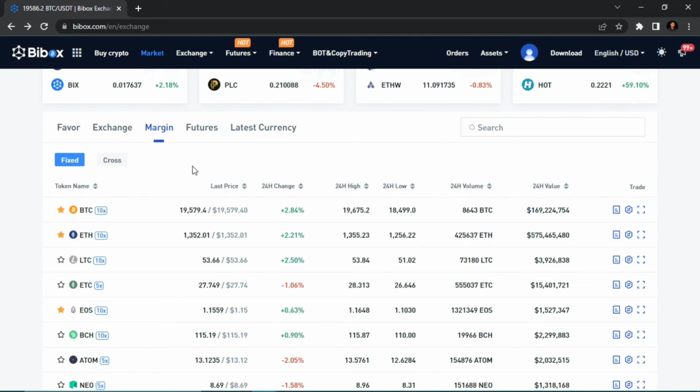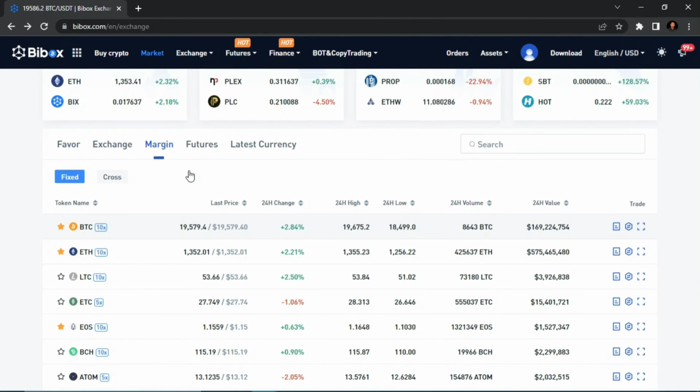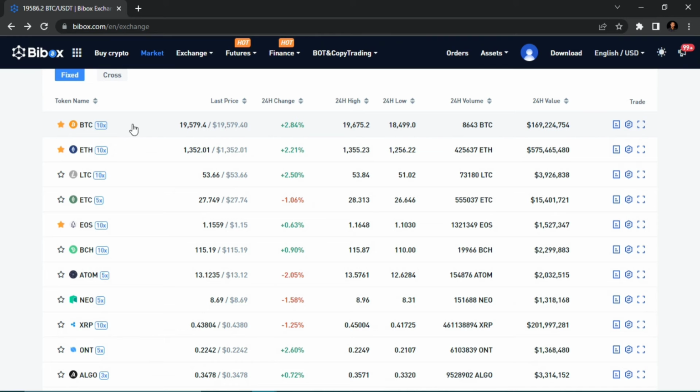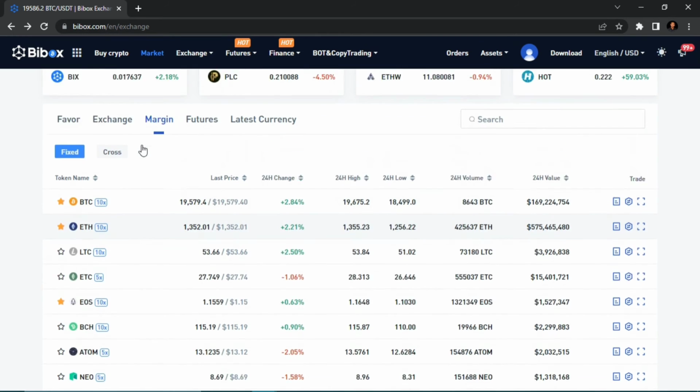So this is the margin section. The margin section shows the number of people that actually borrow funds from Bibox and how to trade. Margin trading is all about you borrowing funds and trading. This shows you that you can easily have access to it by just clicking on it.